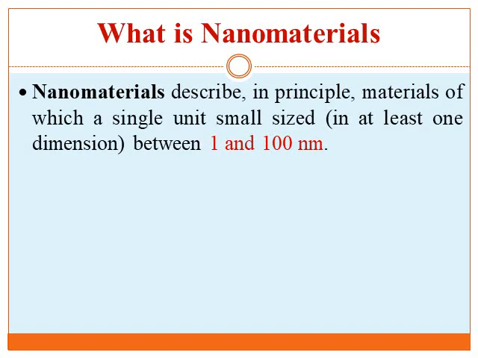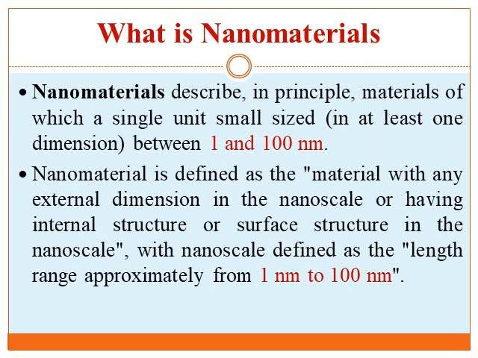Nanomaterial is described, in principle, as a material whose single unit is of a small size of 10 raised to minus 9 meter in diameter in at least one dimension. The dimensions can range from 0 dimension to 3 dimension. In any one of the dimensions, the material size is between 1 to 100 nanometer, 10 raised to minus 9 meter. Such materials are described as nanomaterials.